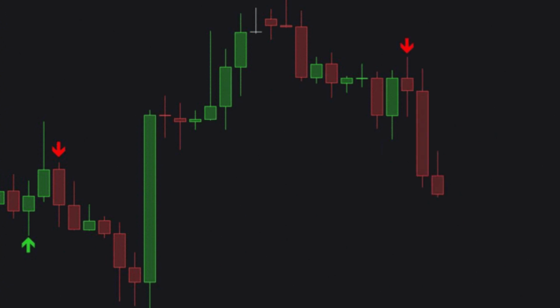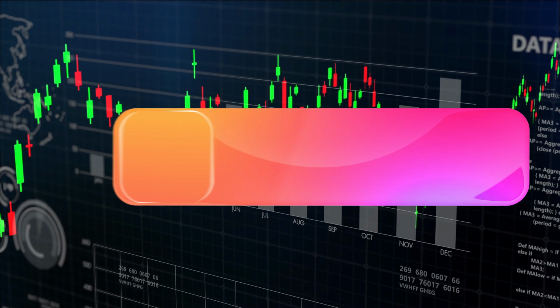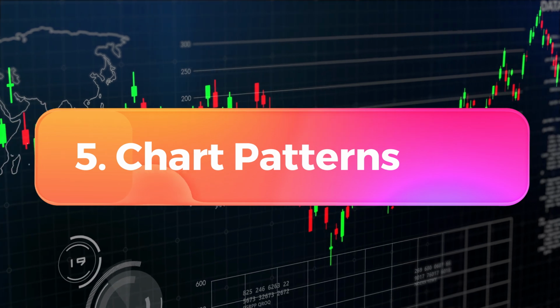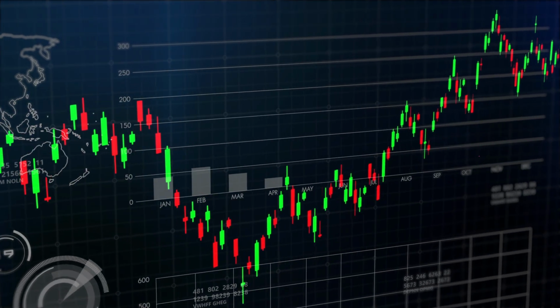Stochastic oscillator: similar to RSI, it measures momentum and indicates overbought or oversold conditions. How to use: look for buy signals when the indicator falls below 20 and sell signals when it rises above 80. 5. Chart patterns. Head and shoulders signals a reversal.